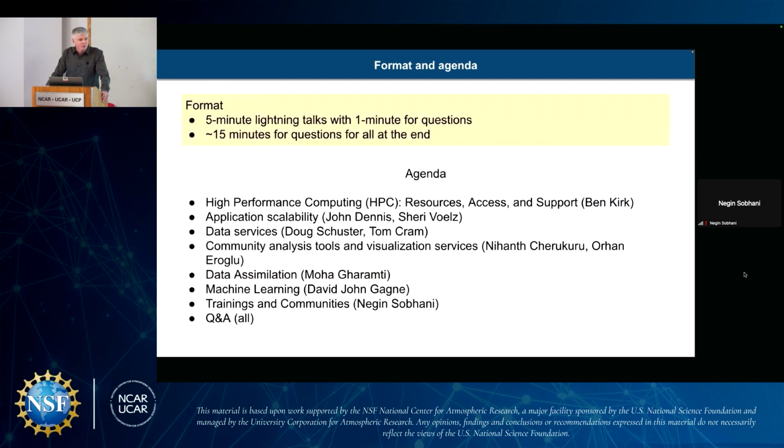So the format for today, we've got basically a series of 5-minute lightning talks with about 1 minute for questions after each talk. And then at the end, we'll get everybody back up here for about 15 minutes for questions. I apologize now, it is a jam-packed agenda. Some of the slides are quite dense. There's a lot of information. I've asked the speakers to focus on the highlights, but all of the slides and even the recording for today are going to be saved online so you can access them later.